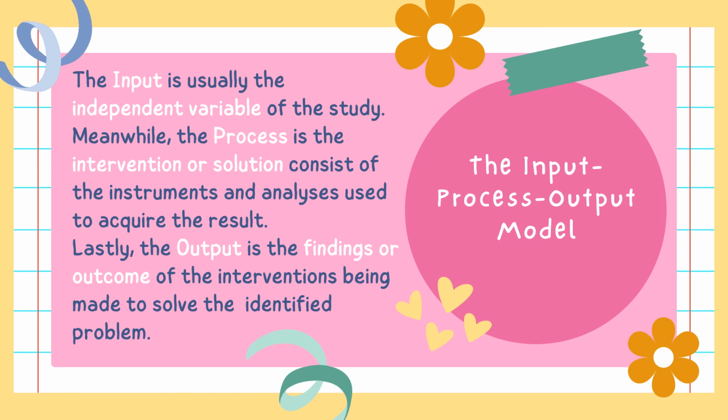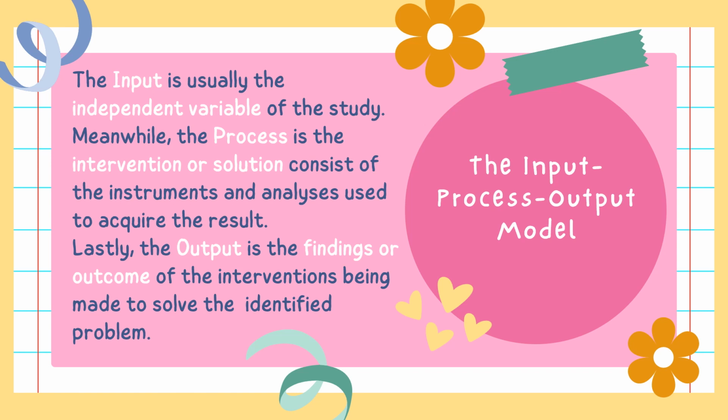The input is usually the independent variable of the study. Meanwhile, the process is the intervention or solution, which consists of the instrument and analysis used to acquire the result. And lastly, the output is the findings or outcome of the intervention being made to solve the identified problem. The input process output model is a conceptual paradigm which indicates the inputs, required process, and the output. This approach is seated on the premise of acquiring essential information by converting inputs into outputs through the required processing steps in obtaining the result.